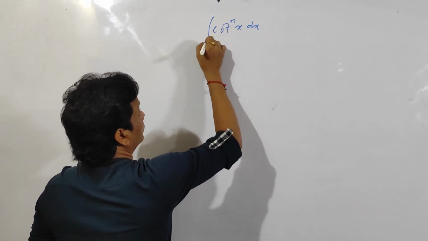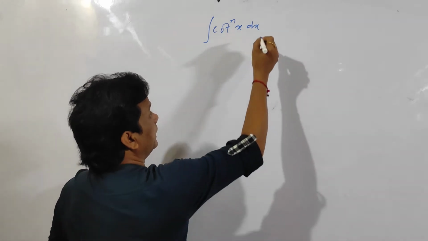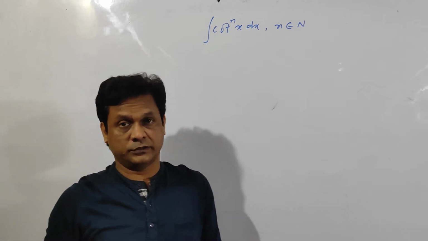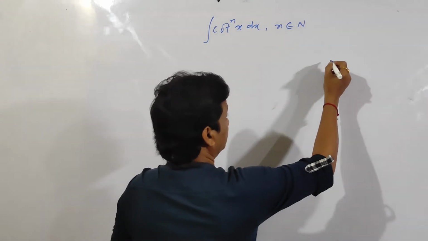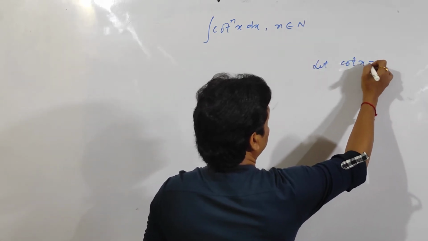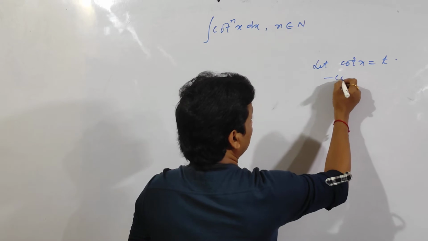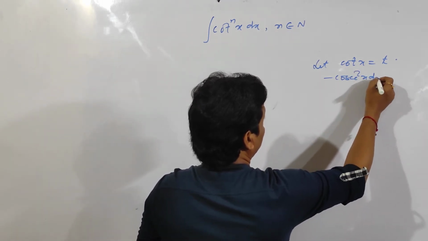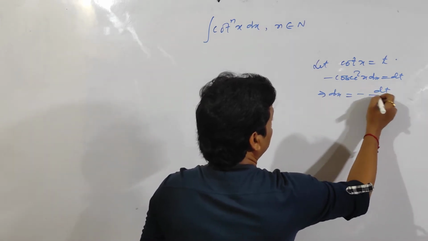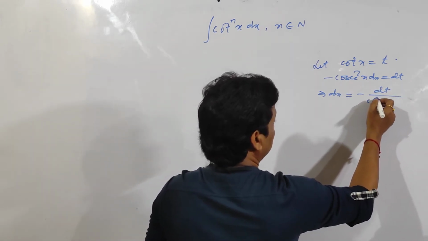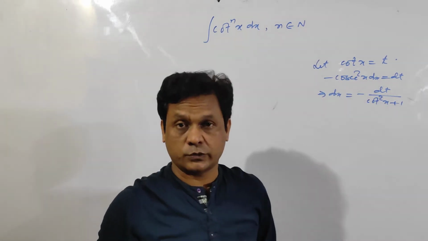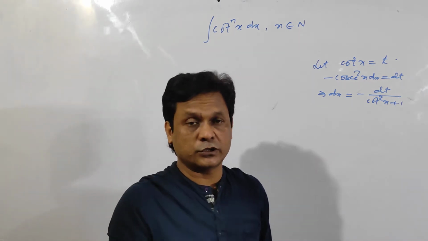So today I am going to tell you about the integration of the power of cot x, any power. Here n is a natural number, that means it may be even, it may be odd. Clear? Same procedure. First of all, I am going to tell you in the written process. Let cot x be equal to t. Then what is the derivative of cot x? Minus cosec squared x into dx is equal to dt. So dx is equal to minus dt by cosec squared x. And cosec squared x can be written as cot squared x plus 1, because cosec squared x is equal to 1 plus cot squared x.